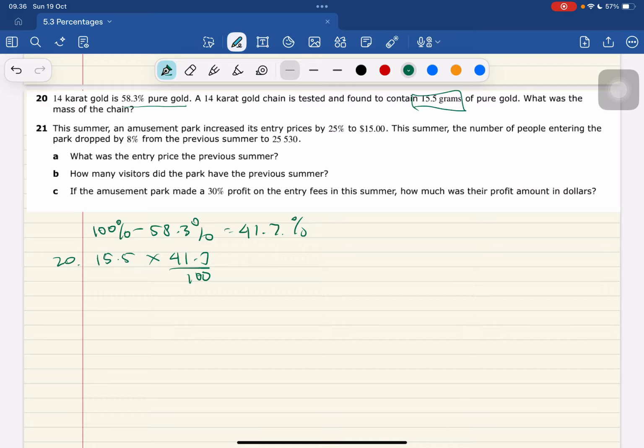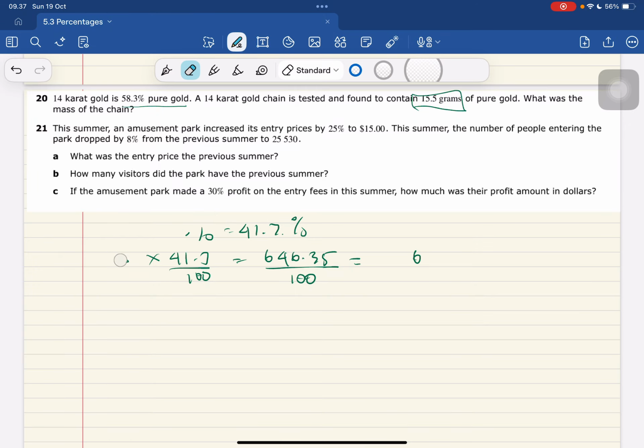So 15.5 times 41.7 is 646.35, divided by 100. If we make it two decimal places, this will be 6.46. Look at it, tested and found content 15.5 gram of pure gold. Okay.